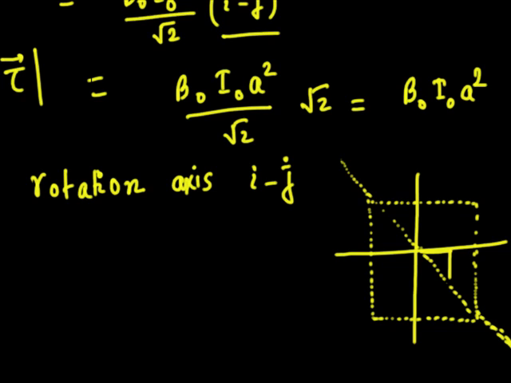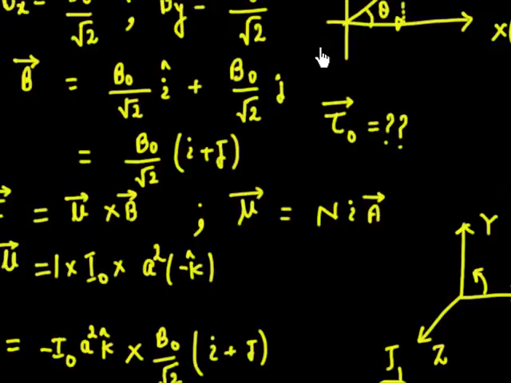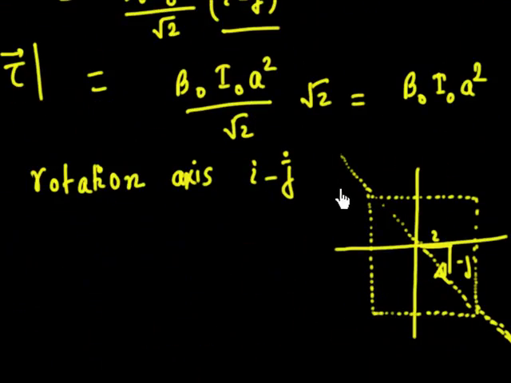This is the axis, and it will orient in this way. Because this is plus i and this is minus j, the i minus j vector is something like this. So this is the i minus j vector. Are you getting or not? So this is my rotation axis. It will rotate along the diagonal. What is the name? This diagonal is SQ.